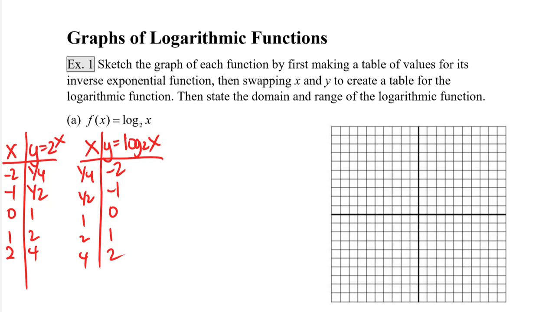So we'll plot these points. So notice that we are never going to cross the line x equals 0. So that makes this a vertical asymptote, which also means then for the domain, x has got to be greater than 0, but our range now is all real numbers.